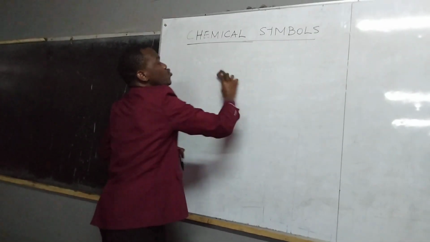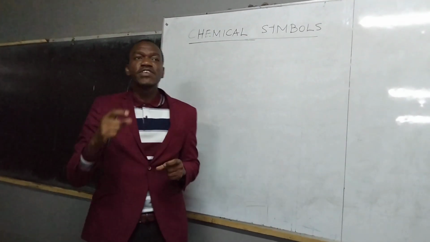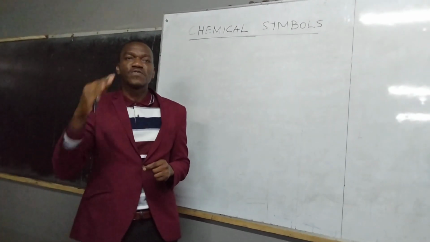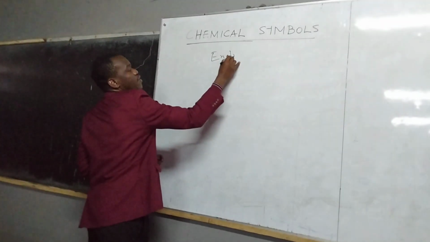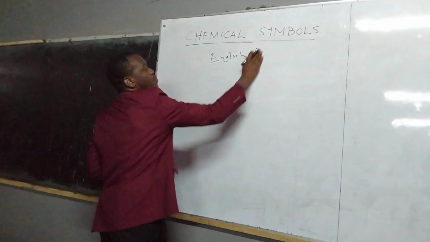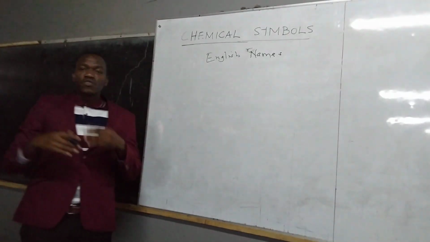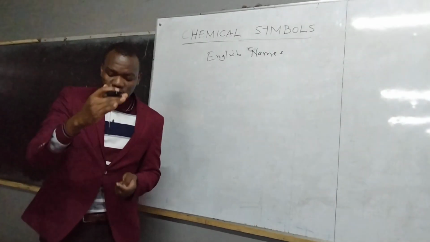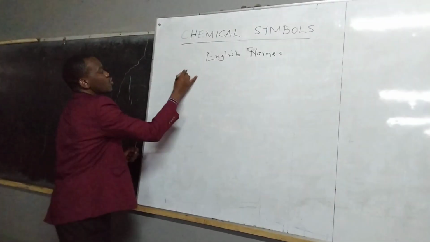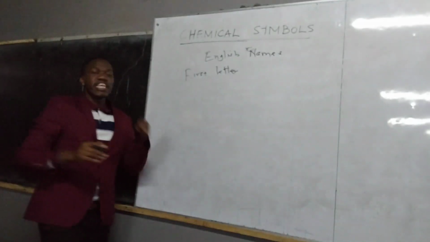Now, I want to go to deriving the letters from the English name. I want to start with the English name, how we derive chemical symbols from English names, because you have those elements where from the English name you can extract, for example, the first letter.